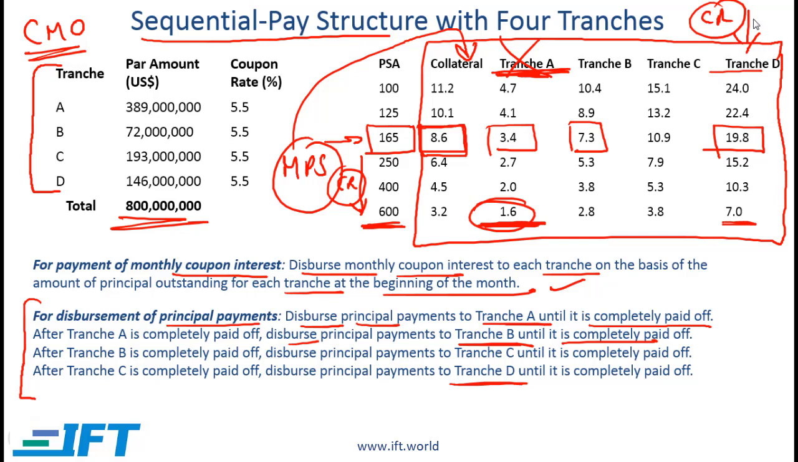If there is another investor who is primarily concerned about extension risk, he doesn't mind a situation where the life of the tranche comes down, but it's a huge problem if the life of the tranche is extended, then clearly for that investor, tranche A will be preferable. So if extension risk is a major concern, then he will prefer tranche A.